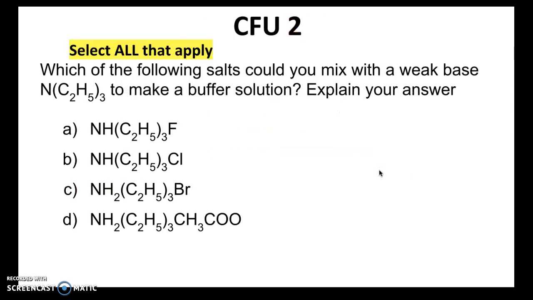Let's try that for CFU2 now. So you're going to try the same thing. This time you have a weak base, triethylamine. Which one's going to make the buffer solution? So the same hint applies. If it's a weak base, figure out the conjugate acid and then figure out which salt from that conjugate acid would be a soluble salt, and then choose that.